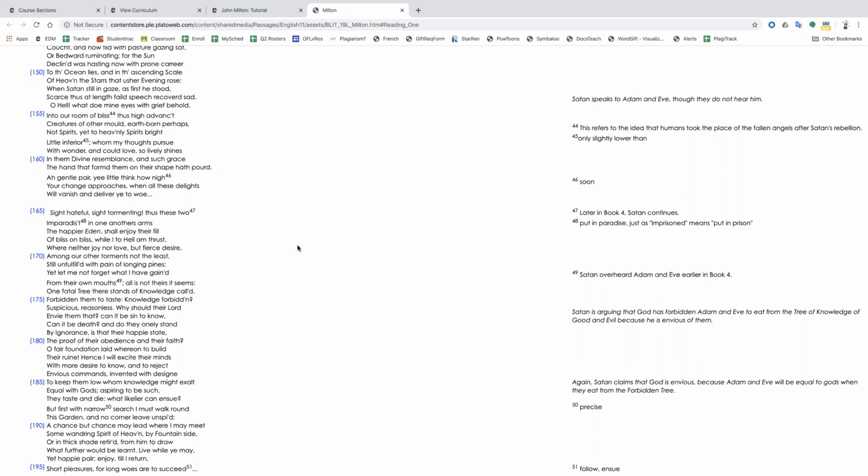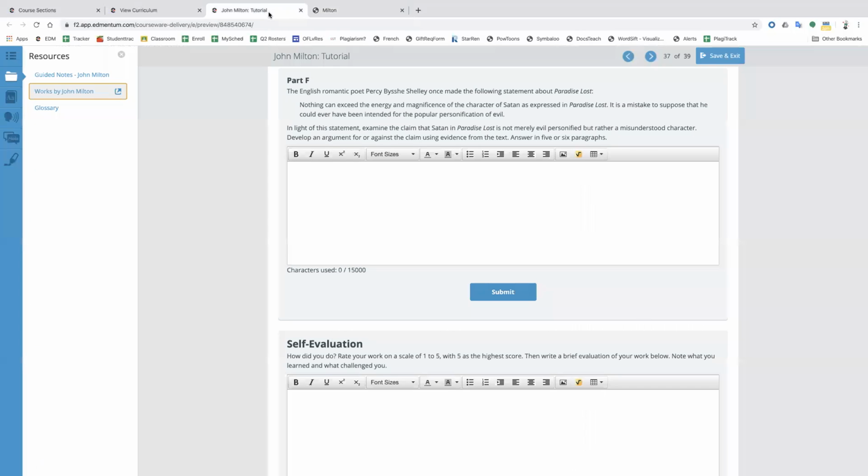So also with this idea here, it's the idea that because these angels fell, humankind, specifically Adam and Eve in this sense, took the place of the angels in God's favor. So just a whole bunch of that kind of thing is going on there. And then it's just sort of, do you think that he is just evil, or do you think he's misunderstood because he feels betrayed and all of that?